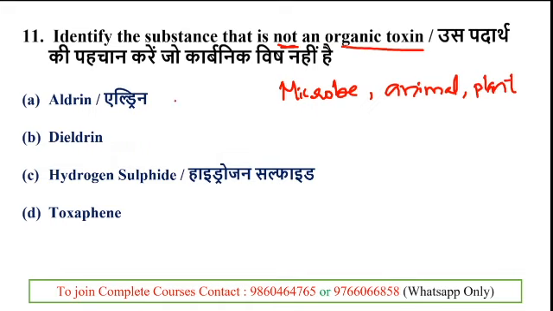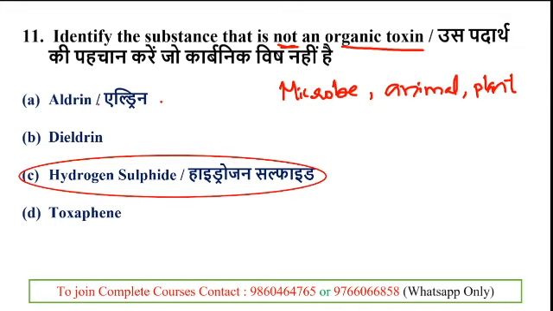Okay, so you can see the options: aldrin, dieldrin, hydrogen sulfide, toxaphene. And the answer is hydrogen sulfide. Here aldrin, dieldrin, toxaphene, you can see the similarities. The "in" part at the end indicates that it is an organic toxin. You can also remember by that. But hydrogen sulfide is not indicated as a substance that makes an organic toxin or a poison substance. It's an element after all.